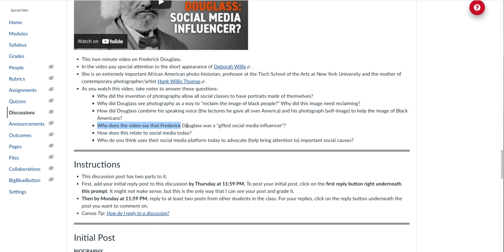And why does the video say that Frederick Douglass was a gifted social media influencer? We think of social media as being of our time. There was no internet back then. There was no Snapchat or TikTok, anything like that. So why do they call him a gifted social media influencer? Does this relate to social media today? And you can also start thinking about, who do you think uses their social media platform today to bring attention to important social causes?